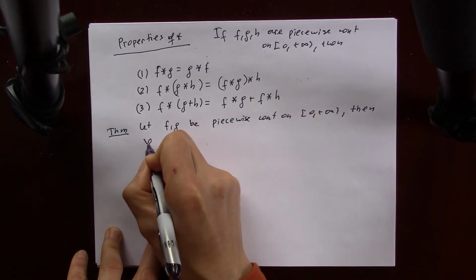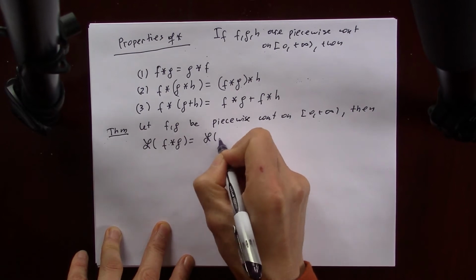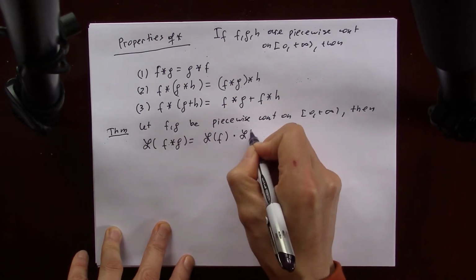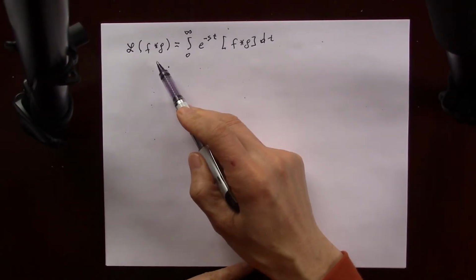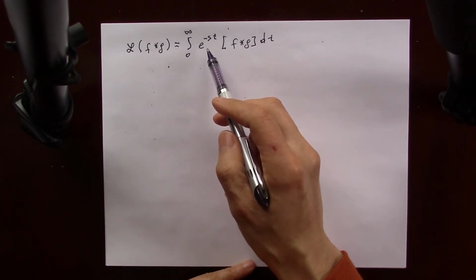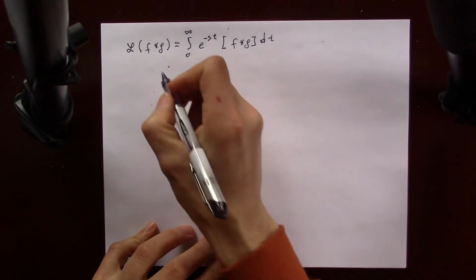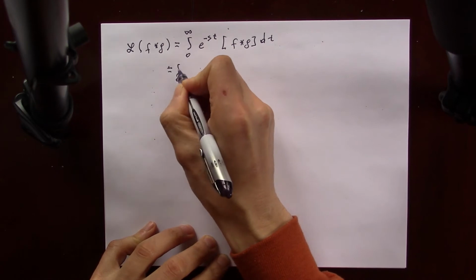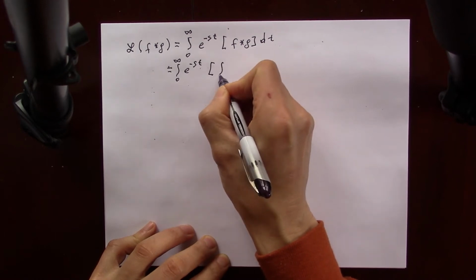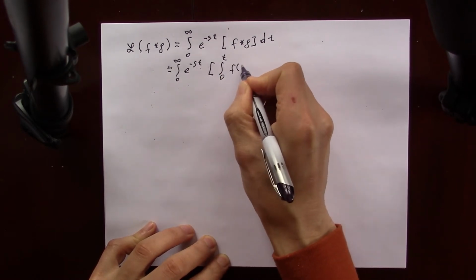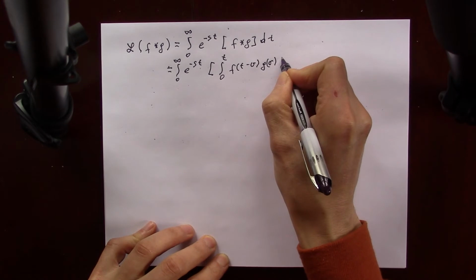if we take Laplace transform of f convolution with g, that is the same as Laplace transform of f multiplied by Laplace of g. By the definition, Laplace of f convolution g equals integral 0 to infinity e to the negative st convolution of f and g. Now instead of convolution, we'll write down its definition. That is integral 0 to t f of t minus v g of v dv.